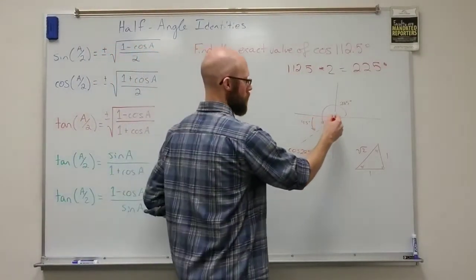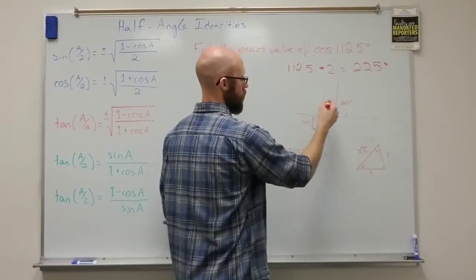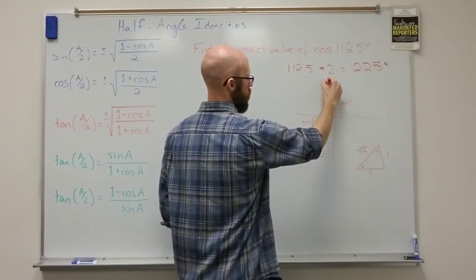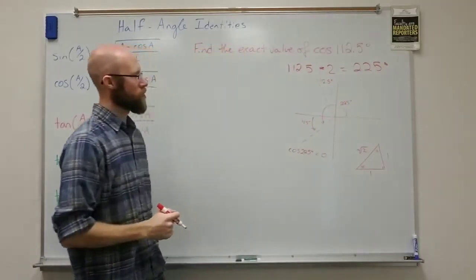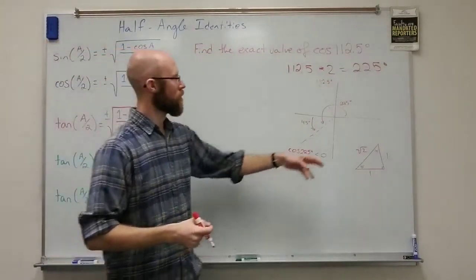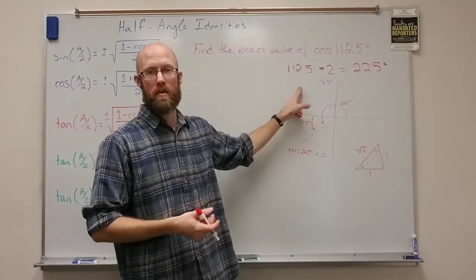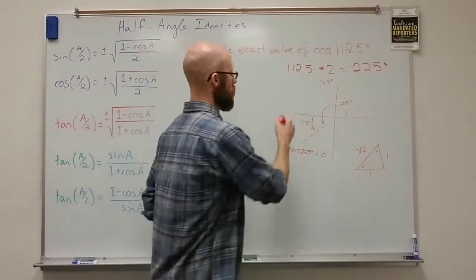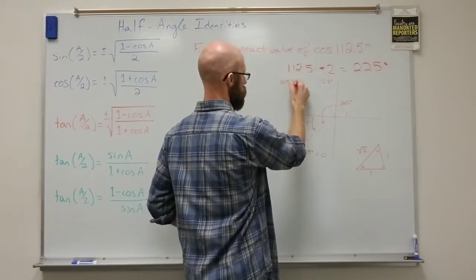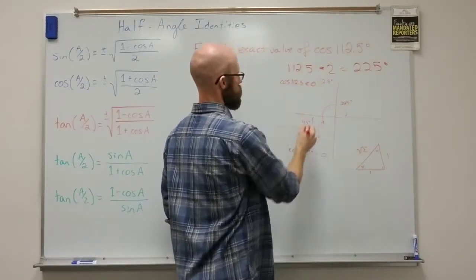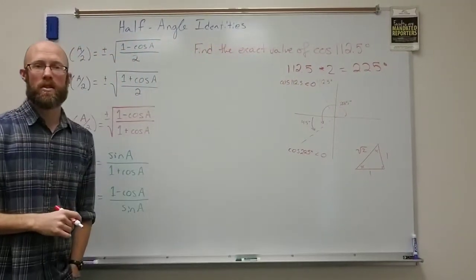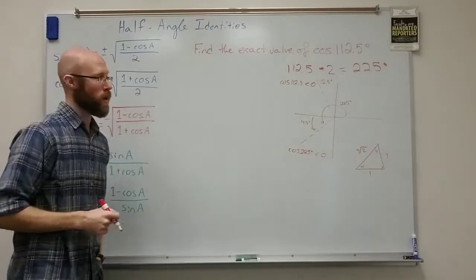112.5 is up in here somewhere. So because that's a second quadrant angle, sine is positive, so cosine is still negative here as well. So the cosine of 112.5 must also be negative because it's in the second quadrant.